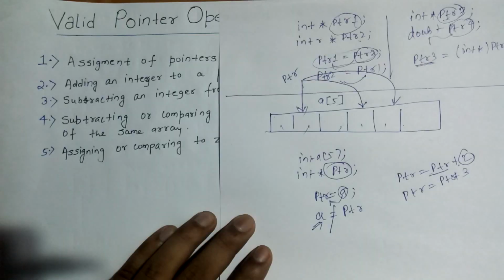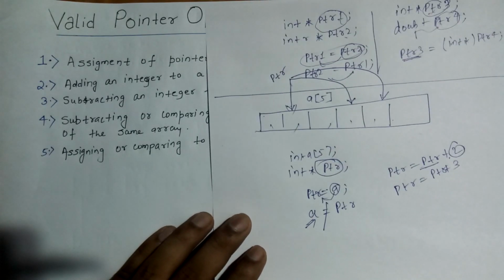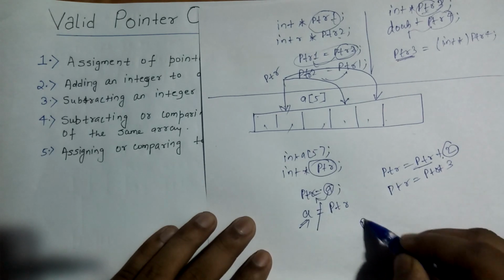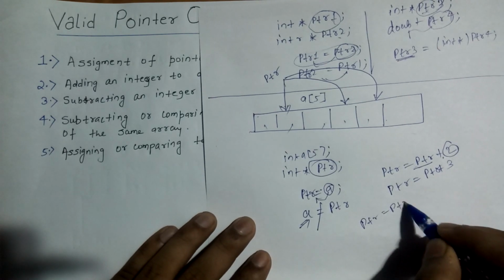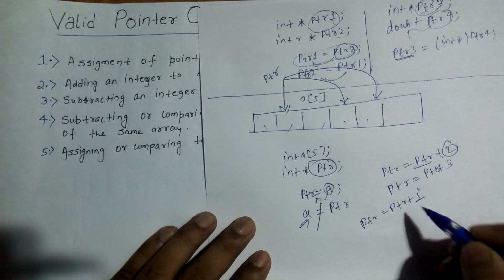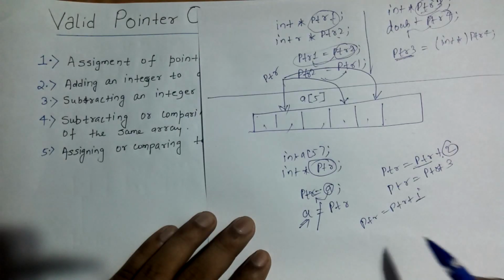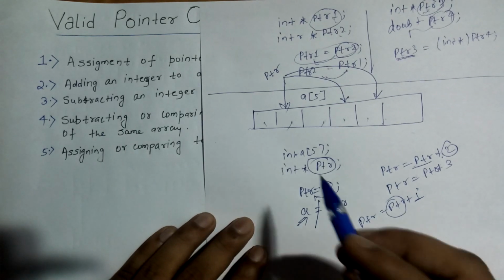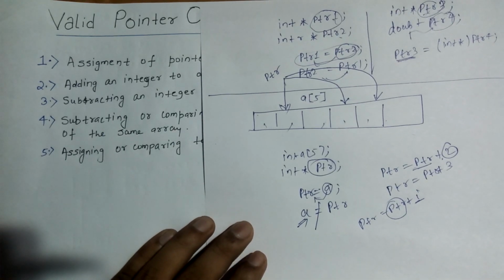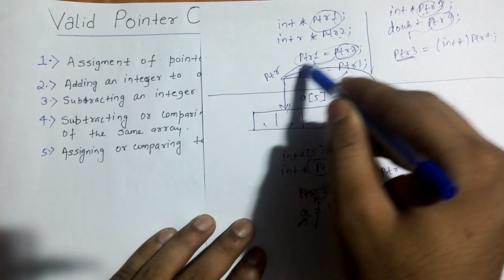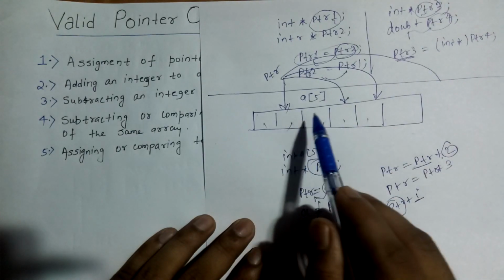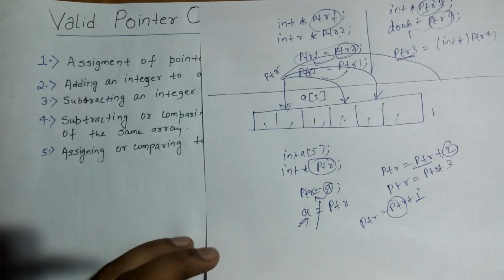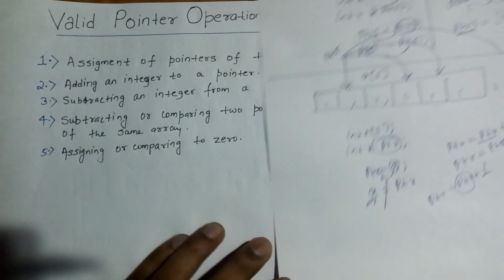So if you add an integer to a pointer, the addition is scaled. If you do ptr is equal to ptr plus i, then you are pointing to i elements beyond where ptr is pointing now. But be very cautious, because if you add too much here, you will go out of bound. So make sure you don't go out of bound.